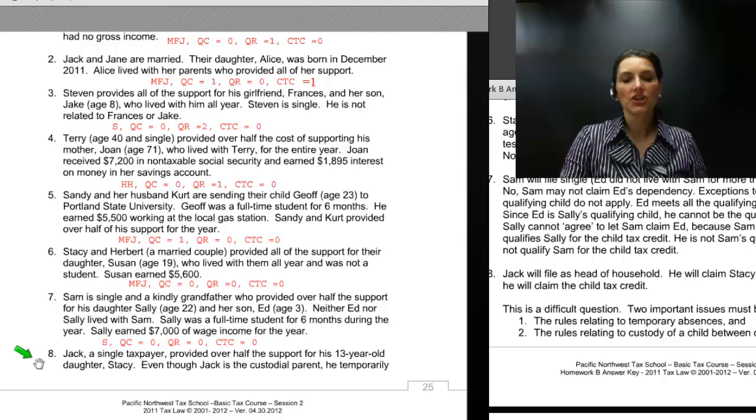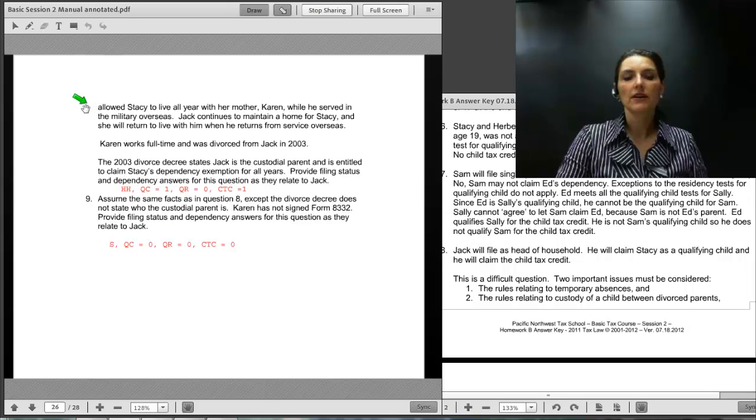Number 8, Jack, a single taxpayer, provided over half of the support for his 13-year-old daughter, Stacy. Even though Jack is the custodial parent, he temporarily allowed Stacy to live all year with her mother, Karen, while he served in the military overseas. Jack continues to maintain a home for Stacy, and she will return to live with him when he returns from service overseas. Karen works full-time and was divorced from Jack in 2003. The 2003 divorce decree states that Jack is the custodial parent and is entitled to claim Stacy's dependency exemption for all years. Provide filing status and dependency answers for this question as they relate to Jack.